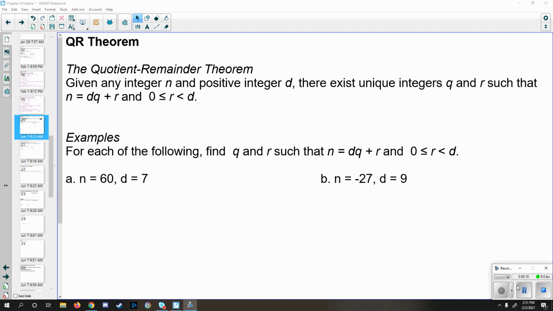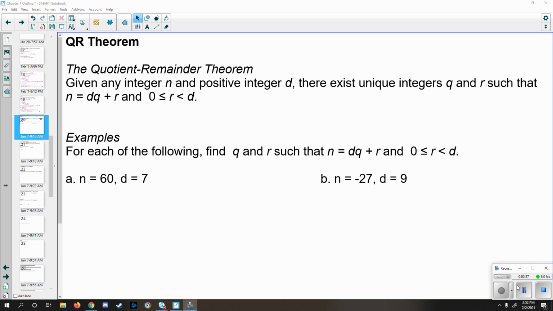The quotient remainder theorem tells us that if you have an integer n and a positive integer d, there exist some unique integers q and r such that n is equal to dq plus r, and note that r is bound between 0 and must be smaller than d.